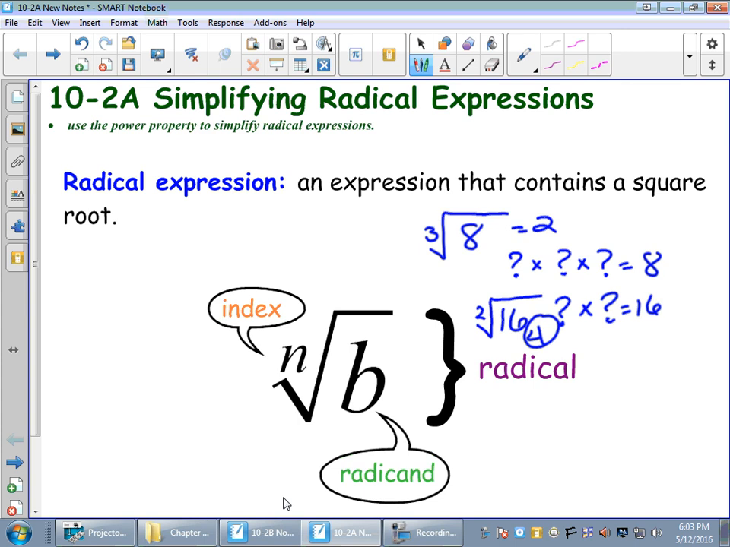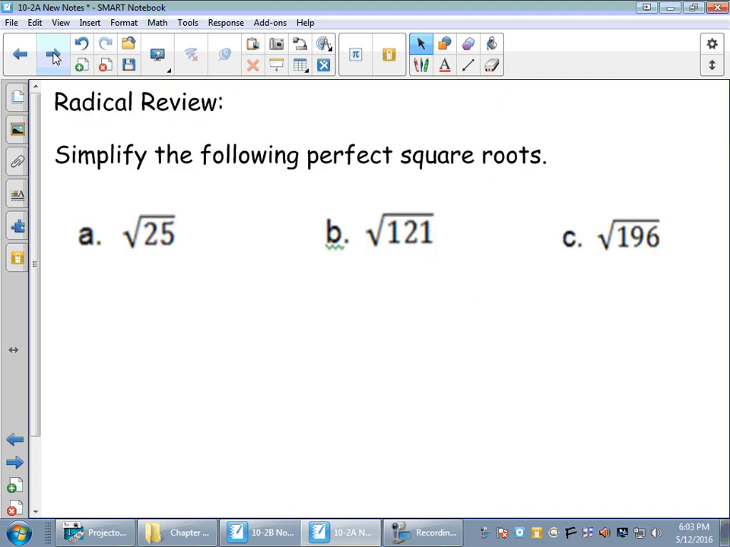Now, we worked on them a while back, and we worked with the nice ones. We used a calculator. We could push buttons. But more importantly, in this chapter, we're going to work with the ugly ones and how to give the exact value of these ugly numbers. So just to review radicals, we're going to simplify the following perfect squares.